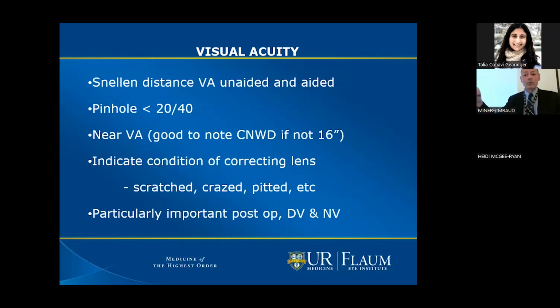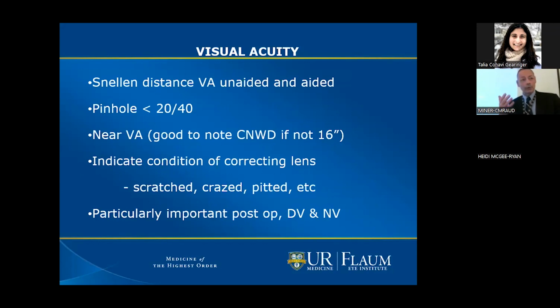So as part of your visual acuity workup, of course, you check aided and unaided distance vision, pinhole if they're less than 20/40. Near vision is good to note if there's any distance that they want to hold it at other than a typical 13 to 16-inch distance.